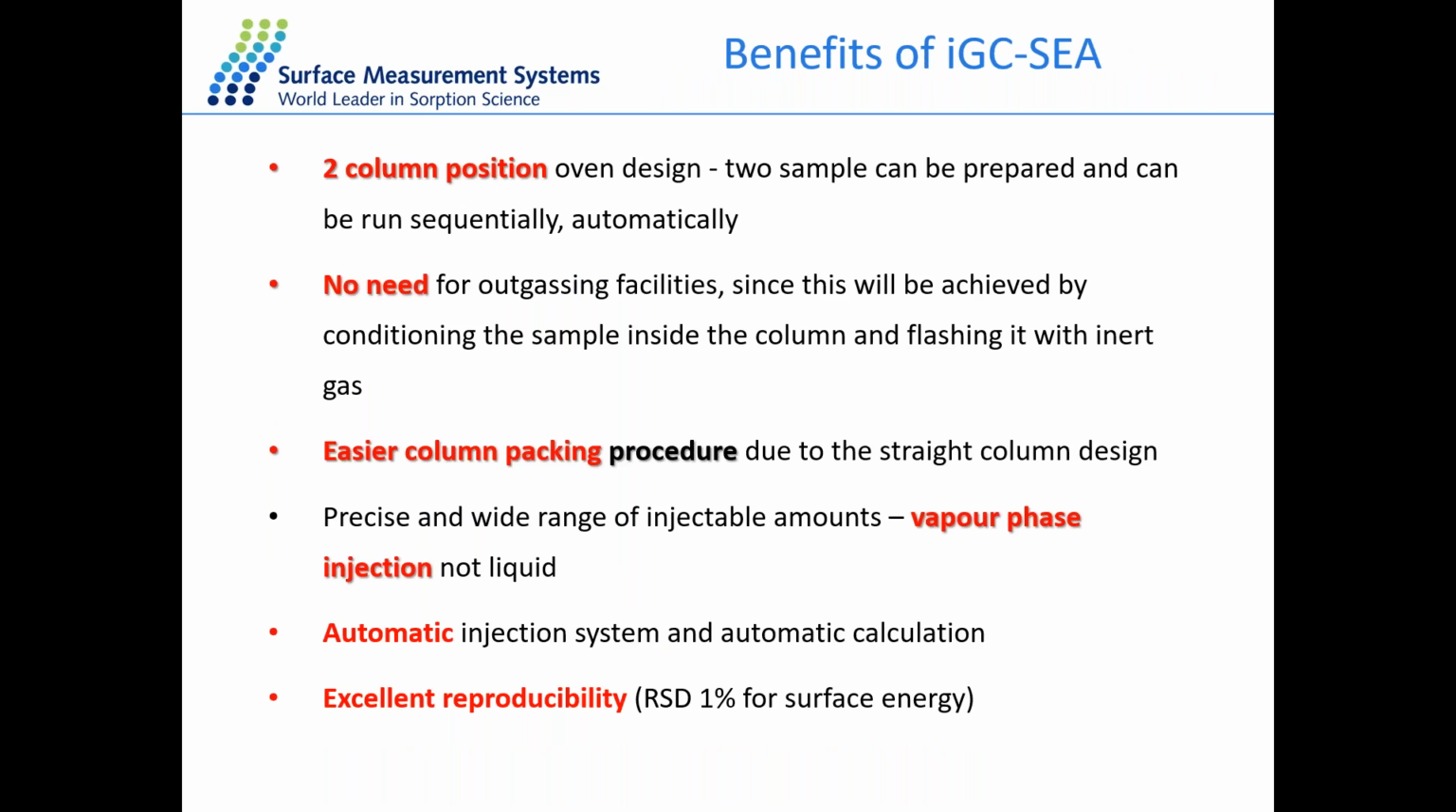So there's a few benefits of using IGC SCA. The first is the 2-column position oven, so we can prepare 2 different samples and run them automatically and sequentially. There's no need for any outgassing facilities. In the case where you may need to condition your sample, just to ensure that there's no adsorbates that may influence your data, we also have this in situ conditioning where we dry our sample, purge through some of our carrier gas, and make sure that our sample is ready for the experiment.